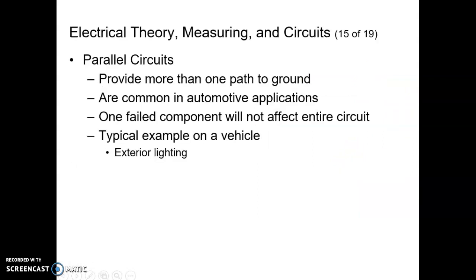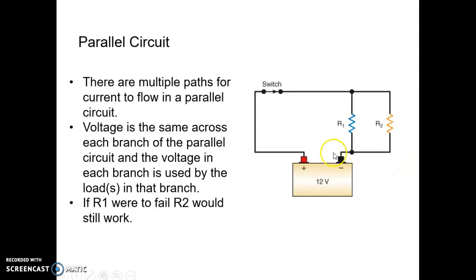There's also something called parallel circuits. These provide more than one path to ground. They're common in automotive applications. If one fails, it does not affect the entire circuit. This is a case where if I have a right headlight and a left headlight, if one fails, the other stays on. So this is an example of a parallel circuit where we have two paths for the electricity to follow that are independent of each other.